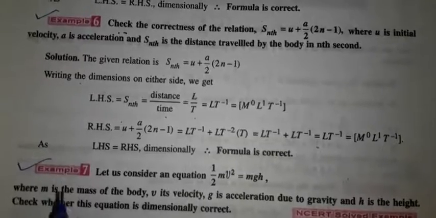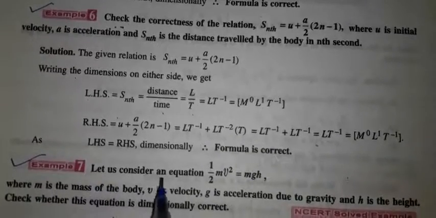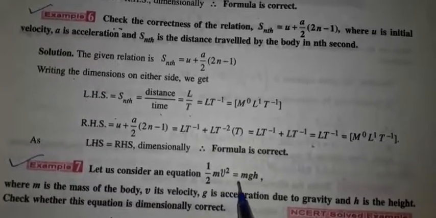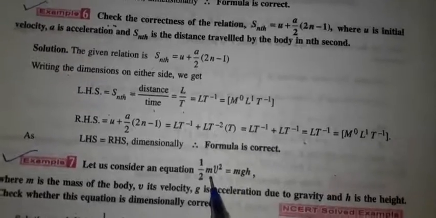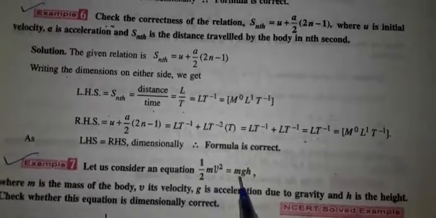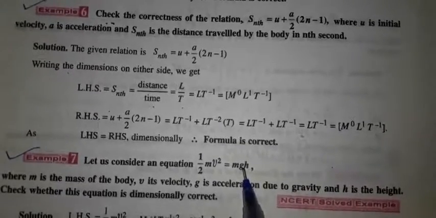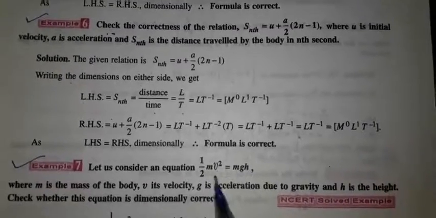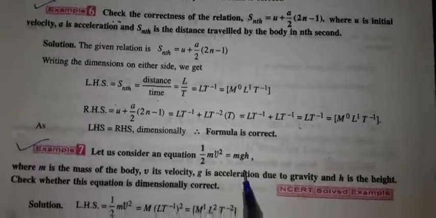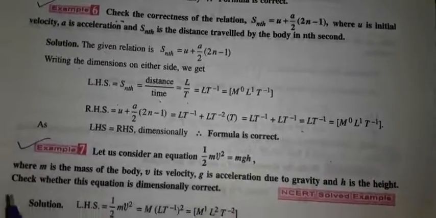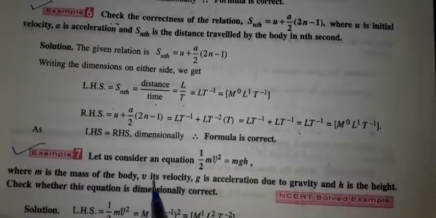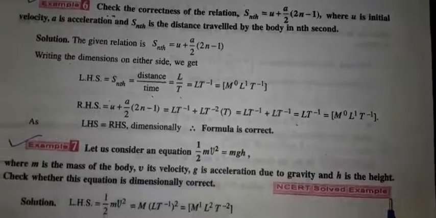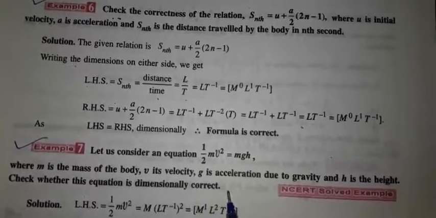Now one more question. Let us consider an equation 1 by 2 m v square equal to mgh. This is the energy, and which energy? Kinetic energy, equal to mgh, which is the potential energy. So these two energies are equal, kinetic energy equal to potential energy. So we want to check whether this relation is correct or not. Where m is the mass of the body, v its velocity, g is the acceleration due to gravity, and h is the height. Check whether this equation is dimensionally correct or not.